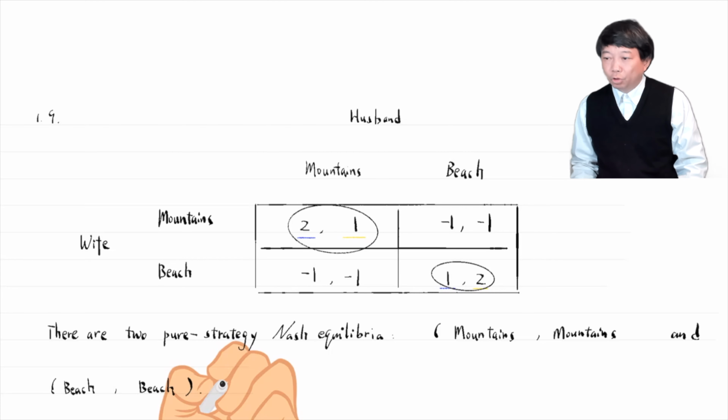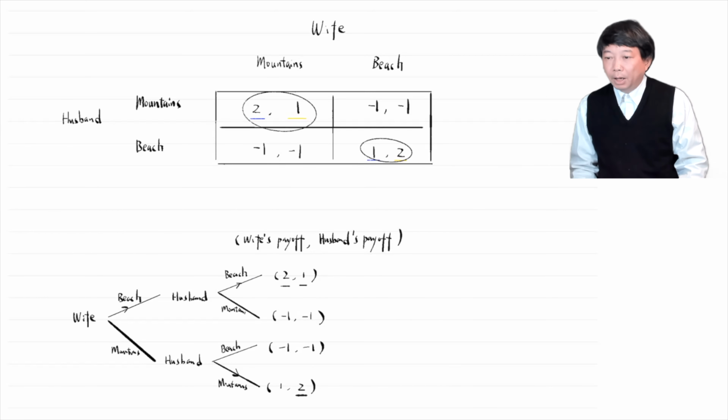There are 2 Nash equilibria of the game. We don't know which one will happen. More information is needed. For example, if the wife makes a decision before her husband, then they will go to the beach together.